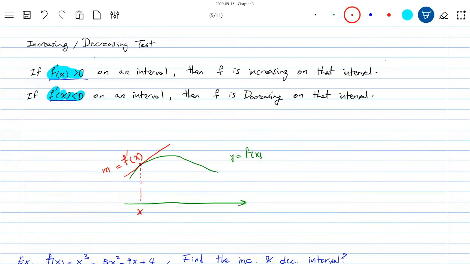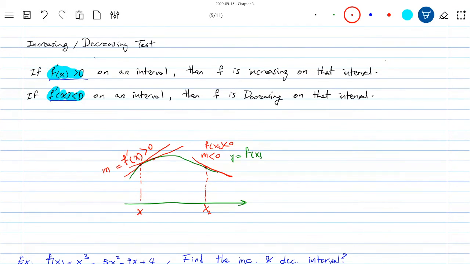If you look at the tangent line, it seems to be an increasing line, so it means the slope must be a positive number. If you pick any other point, you will still see the slope is positive. On the other side, if you look at the point here, call it x2 or something, the slope of the tangent line here is negative, meaning the derivative at the point x2 must be negative.